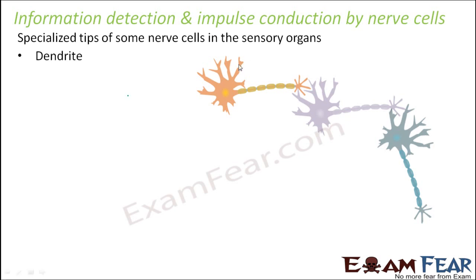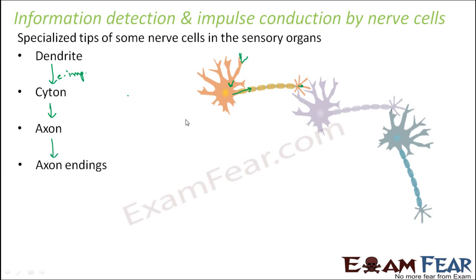A chemical reaction will start in the dendrite. These are the dendrites, right? In these dendrites, it will get the information, some chemical reaction will start, and an electric impulse will get generated. This electric impulse will travel from the dendrite to the cyton, that is the cell body, and from the cyton, the axon will take the electric impulse. From the axon, where will it go? It will go to the axon endings.